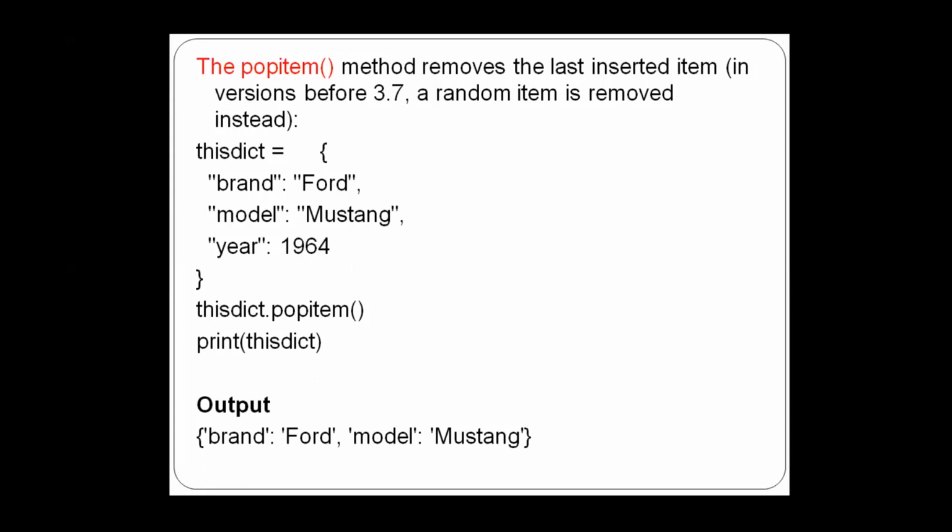Usually when you use your pop method, the last element of your dictionary will be deleted. But in earlier versions of Python, that was not the case. When you simply gave pop, any random element was deleted. Only in recent versions of Python, when you just give pop without any key value, the last element will be deleted.